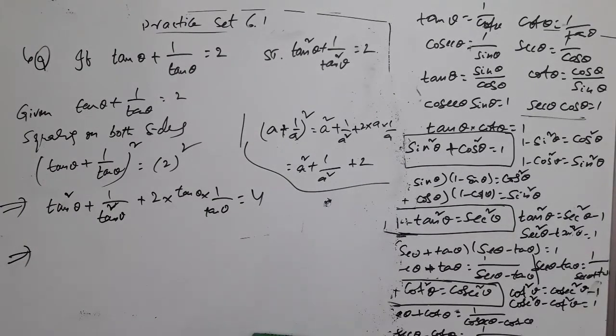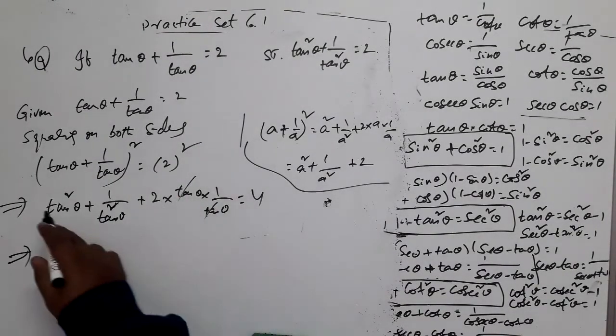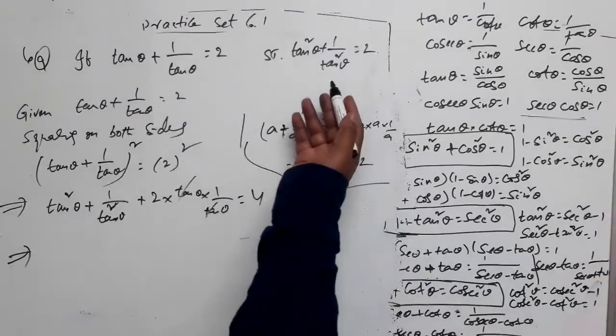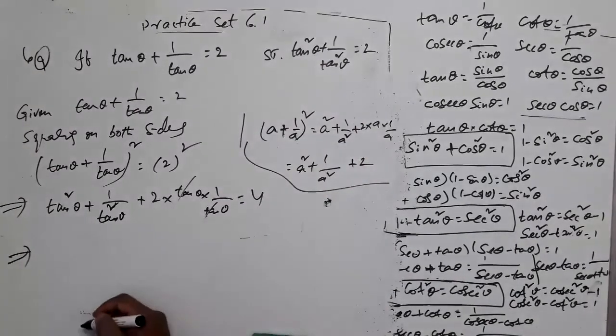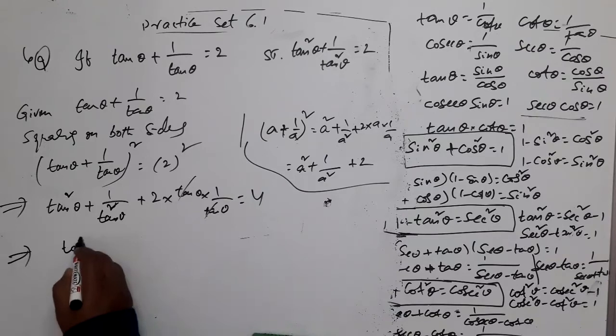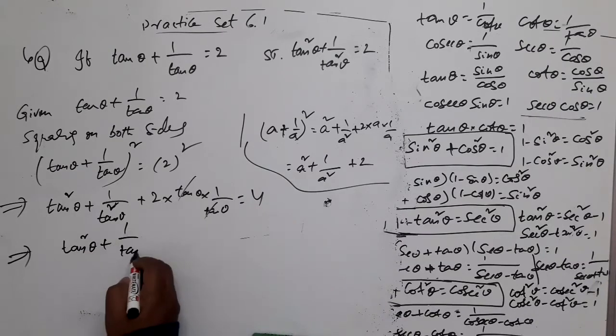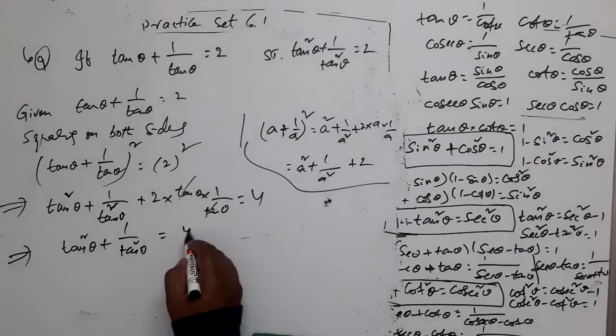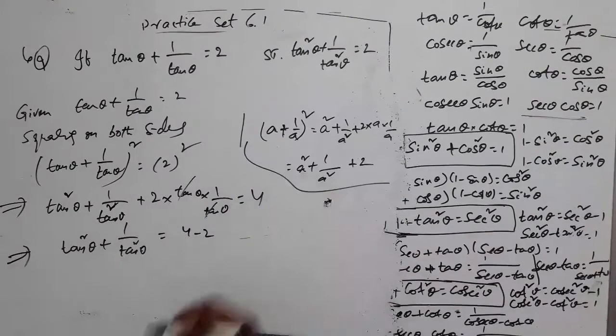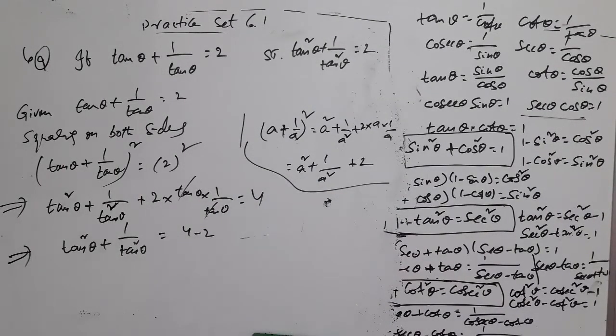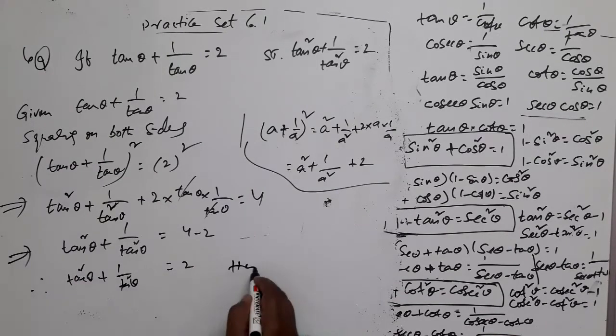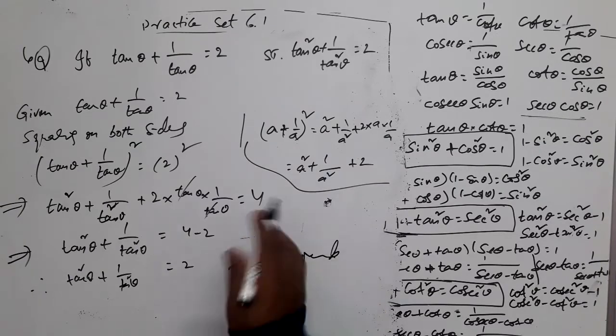What have you observed? Tan theta got cancelled. Right? 2 is remaining here. Here this expression is remaining. Of course you need this, this is the left hand side part. So tan square theta plus 1 by tan square theta is equal to 4 minus 2, right? 2 is remaining here. You have brought the 2 to the other side, that will be minus 2, right? So this is 2. Therefore, tan square theta plus 1 by tan square theta is 2. Hence proved. That's all. Simple, right? Very simple.